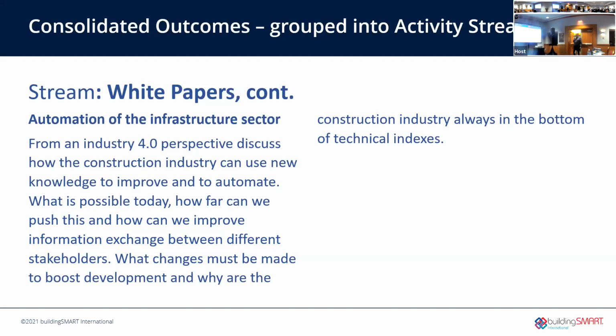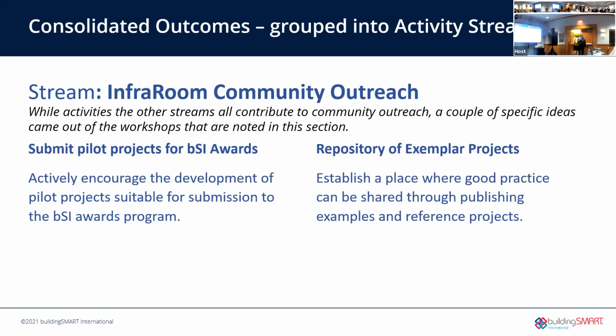Okay. And the next one is automation of the infrastructure sector, which is the issue of automating the process of construction and the process of design, and applying that in the infrastructure context to reduce development time and so on. So that's what that one was about. I need to be clearer than that. That was the last of the white papers.